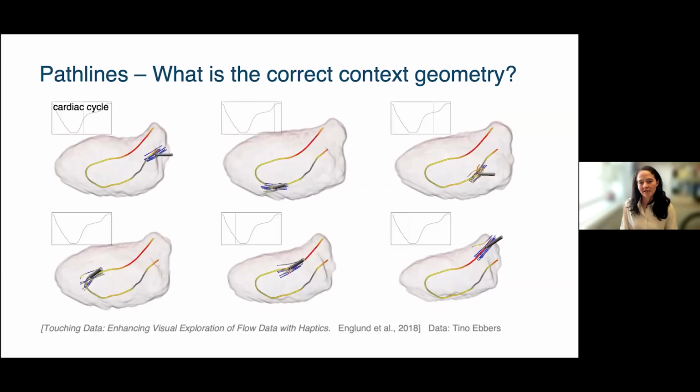And here on the next slide, you see how, when you are moving with your pen along your path line, the geometry of the heart is changing, depending on where you are. And as a reference, we have also here a plot of the volume of the ventricle with respect to the cardiac cycle. And this little bar going from top to down tells you where in the cardiac cycle you currently are.